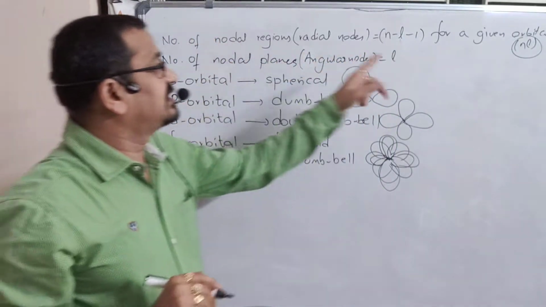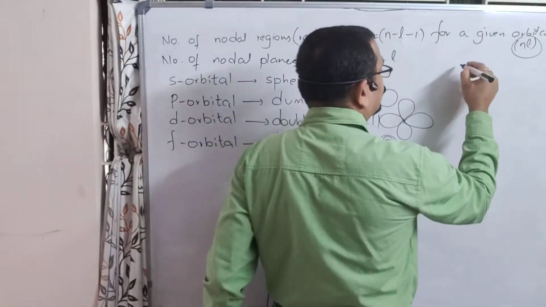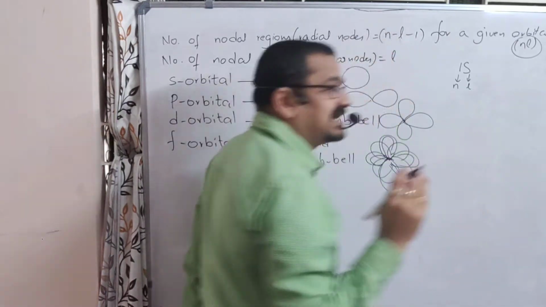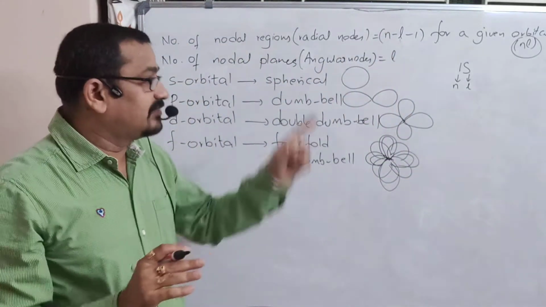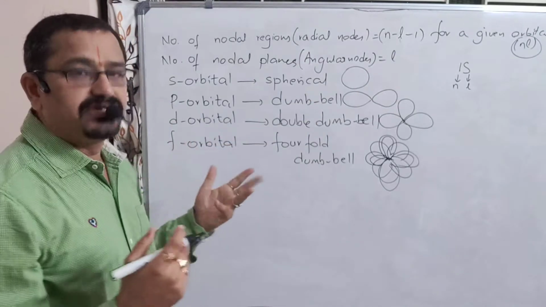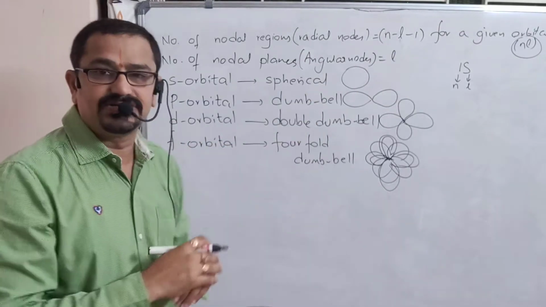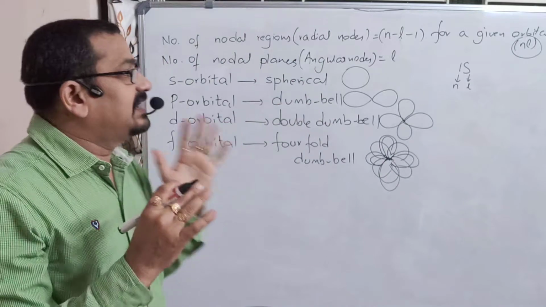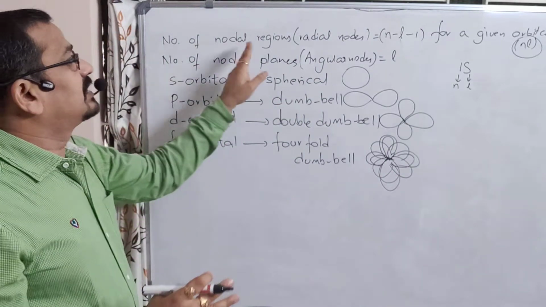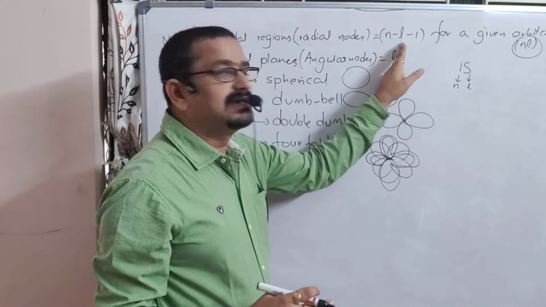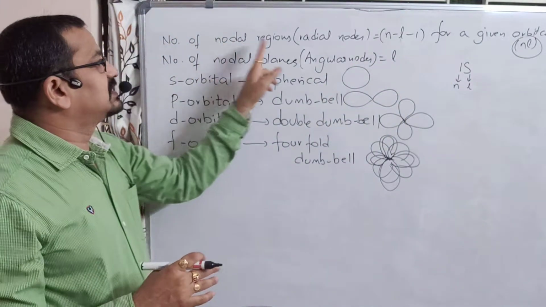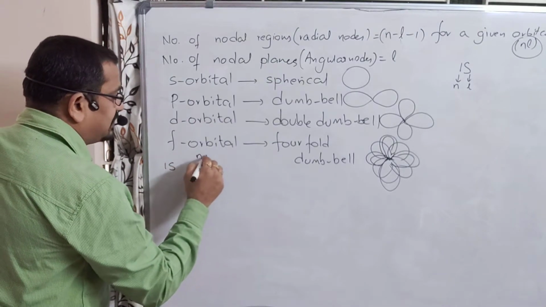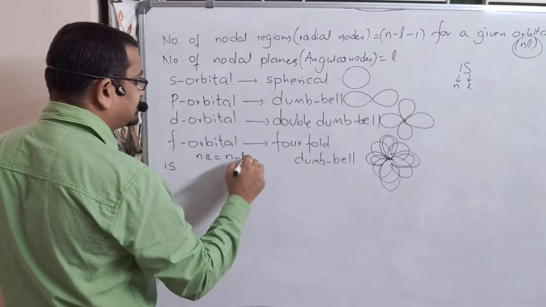Number of nodal regions for a given orbital nl. Suppose you are talking about 1s: this 1 stands for the principal quantum number, and s stands for the azimuthal quantum number. We have to remember this notation even for the calculation of energy of orbitals, which is coming in the next topic. So this orbital notation is nl notation. Whenever an orbital is given like this, the number of nodal regions can be calculated as n minus l minus 1. Nodal regions are nodal surfaces like that.